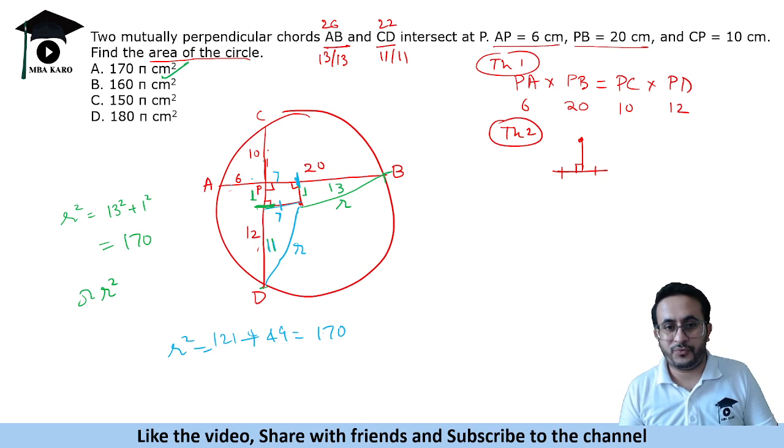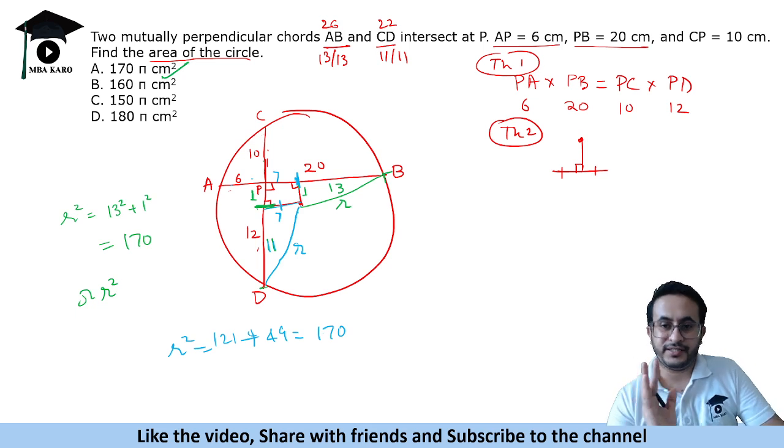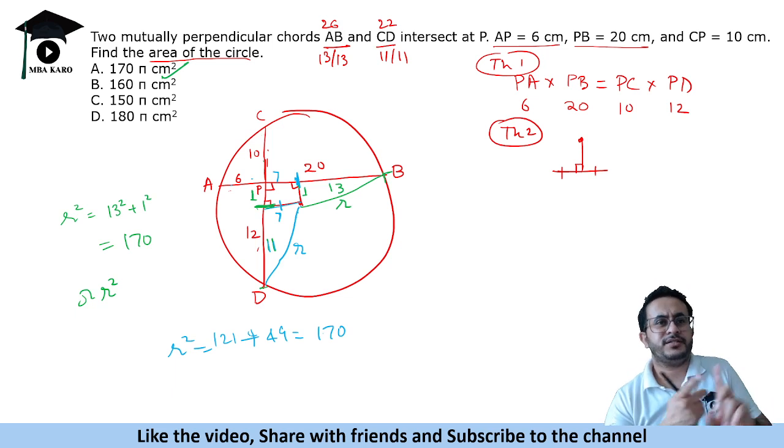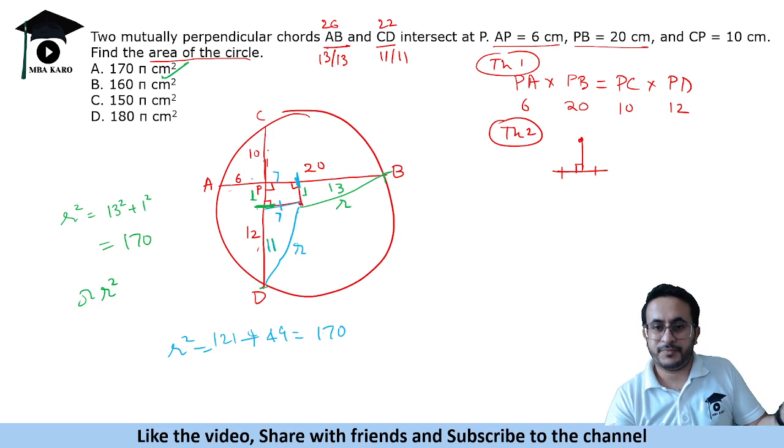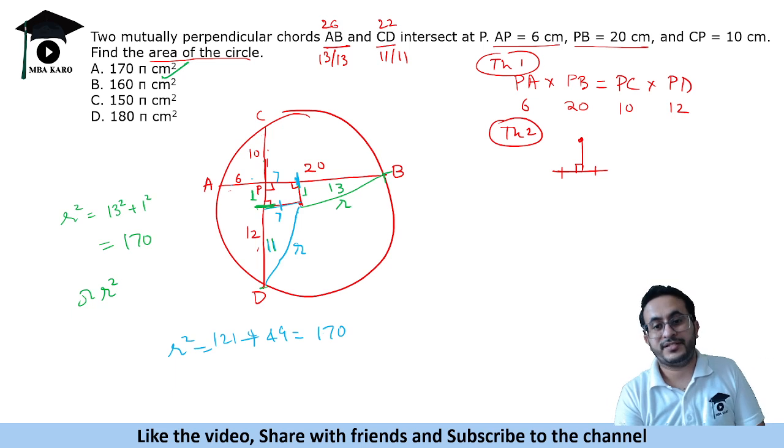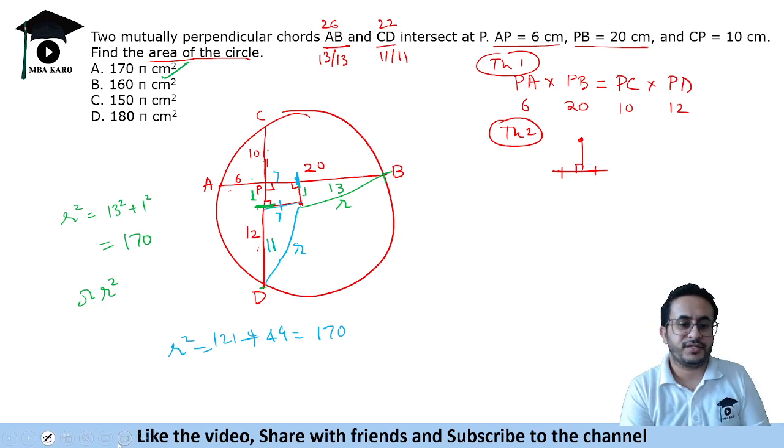So it was a beautiful question, a tough one, and it requires some construction. Remember, the usual construction in geometry is either to join the diagonals. In case of circles, join the center. In case of triangles, maybe draw perpendiculars. So these are some useful constructions, right, that will help you solve questions. So in case of a circle, join the center.